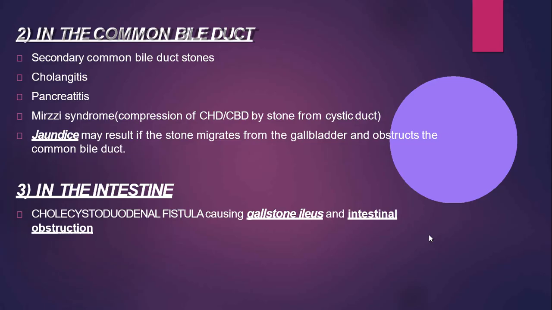And when the stone comes into the intestine, from where does it come, either by Mirizzi's syndrome, there is a formation of a cholecystoduodenal fistula, and that stone comes into the intestine and causes obstruction, and that intestinal obstruction is known as gallstone ileus. So when you discuss intestinal obstruction and its causes, one of the causes is gallstone ileus, and everybody is astonished how a gallstone from the gallbladder comes to the intestine. So it is by the formation of the fistula.